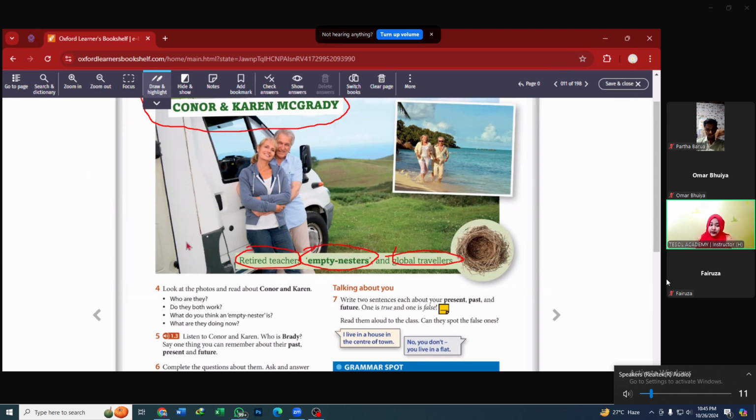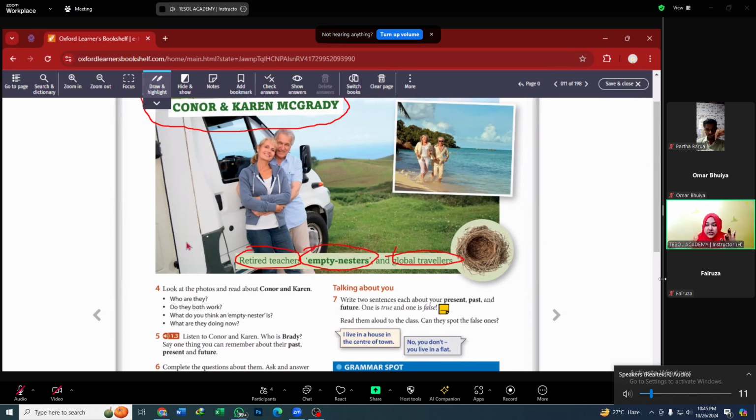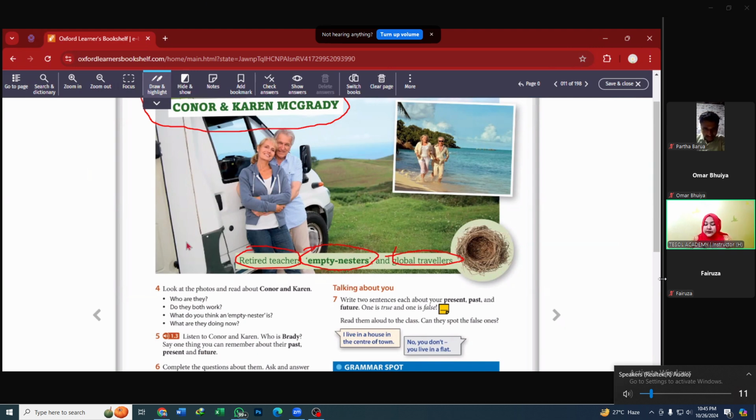So it's written, look at photos and read about Connor and Karen. So Mr. Partho, read the first question and give me the answer. Who are they? They are retired teachers, empty nesters, and global travelers. Sorry, who are they? They are Brana's parents. Very good. Excellent. Good that you understood what you were saying wrong and you corrected it. So who are they? They are Brana's parents.